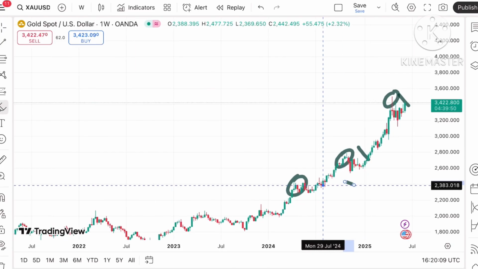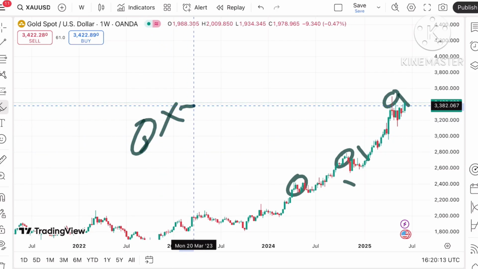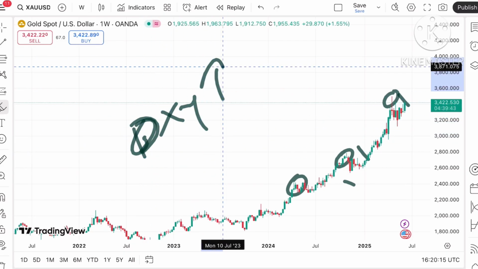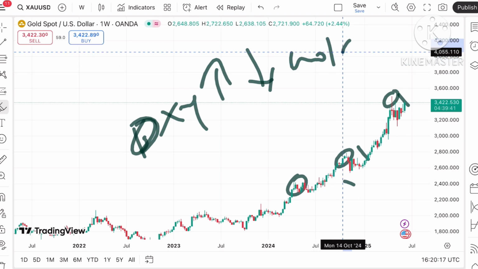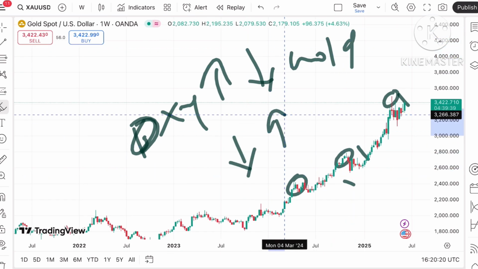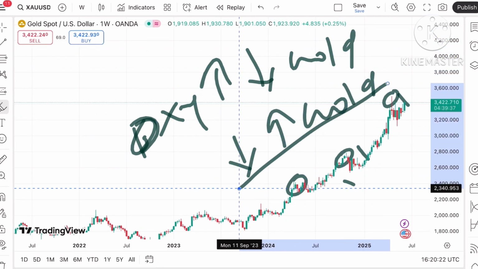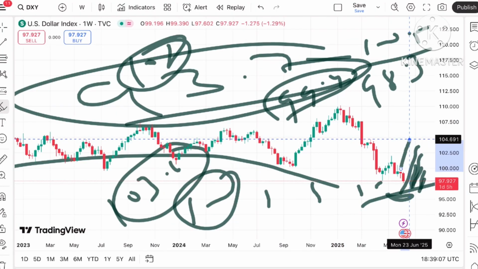See, the price of gold depends on a lot of factors. One of the factors is the dollar index. So if the dollar index starts going upside, we see the price of gold comes down. When the dollar index starts going down, we see the gold price goes up. And there are a lot of factors like CPI data, PPI data, and all these factors. So let's see how the dollar index is moving.